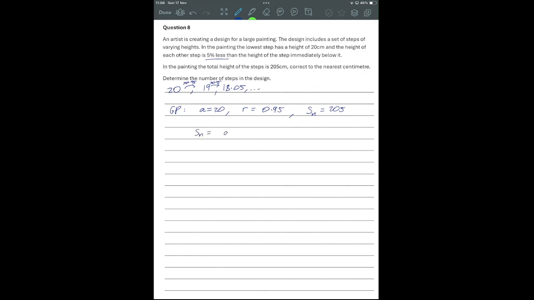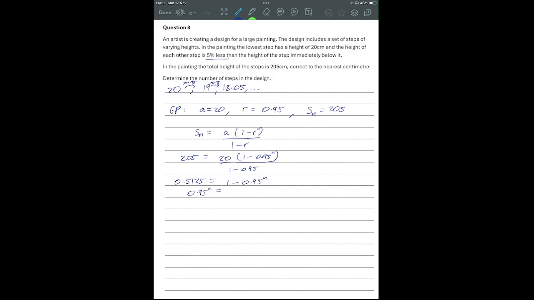Our Sn equation, a(1 minus r to the n) over 1 minus r, that's going to be 205 equals 20(1 minus 0.95 to the n) over 1 minus 0.95. Well, that denominator is 0.05, so I'm going to multiply up by 0.05. I'm also going to divide by 20 at the same time. So it's going to give 0.5125 is the 1 minus.